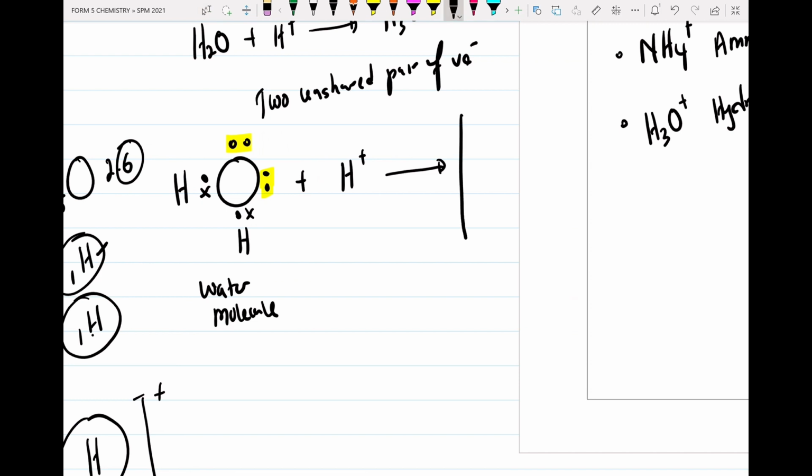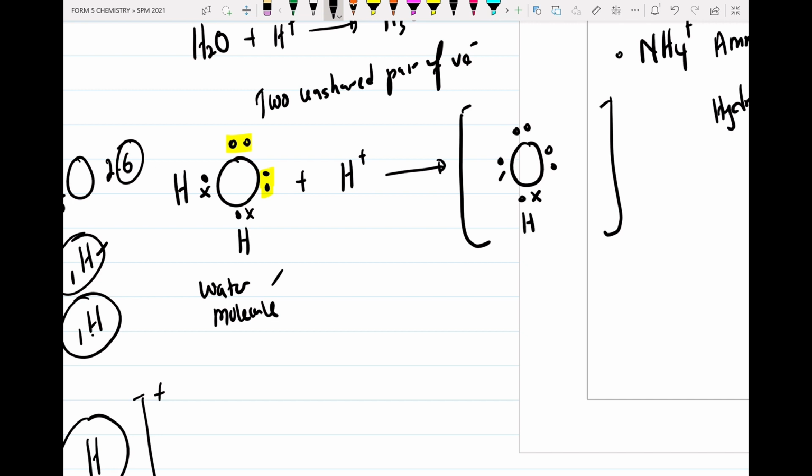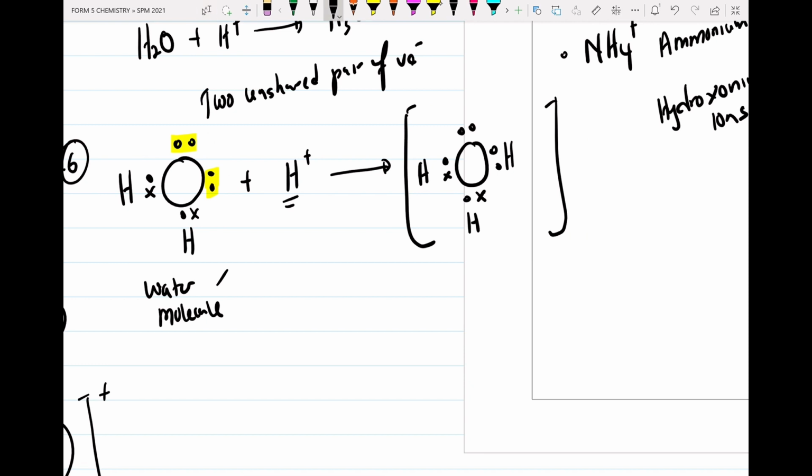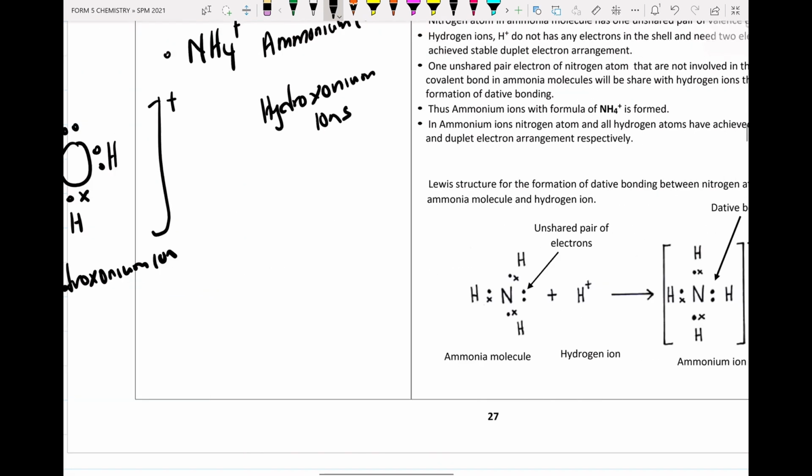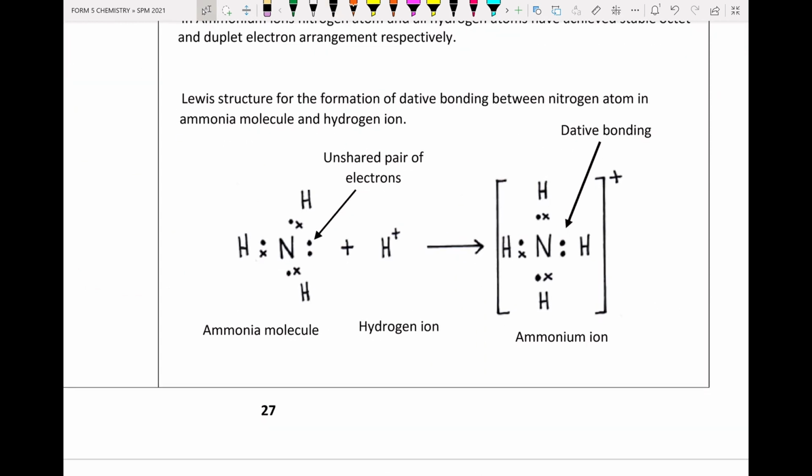So how to draw this one? We open bracket, close bracket, and write down the formula of water molecule, O. It has two unshared pairs of valence electrons. So this is the bonding pair. This hydrogen ion will form dative bonding with the oxygen atom. Thus, it will contribute the charge to the formation of the ion. So here we have the hydroxonium ion.